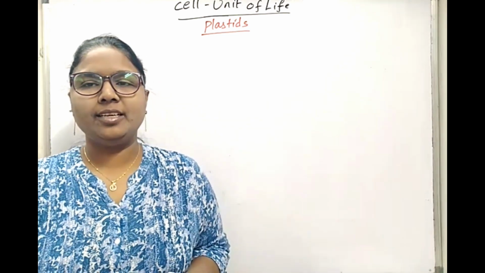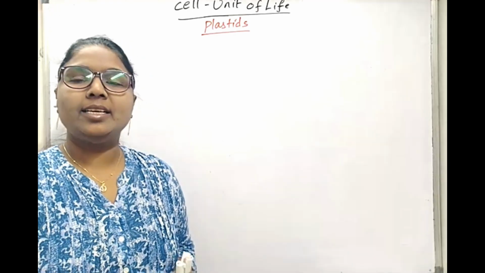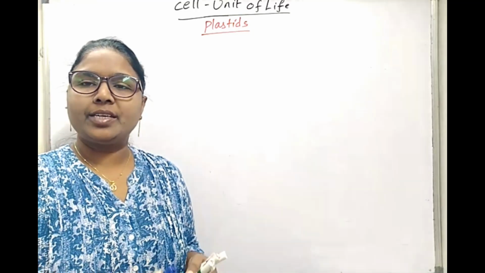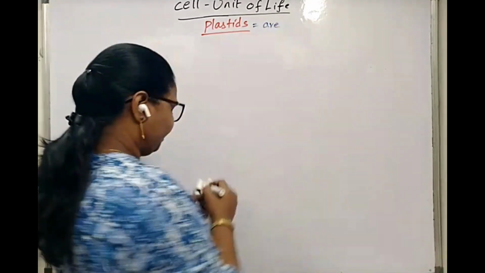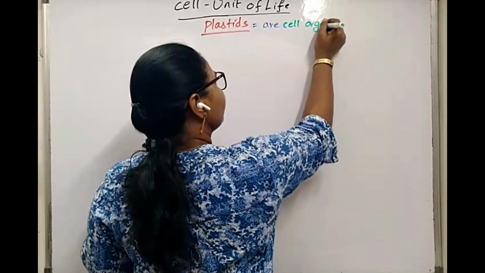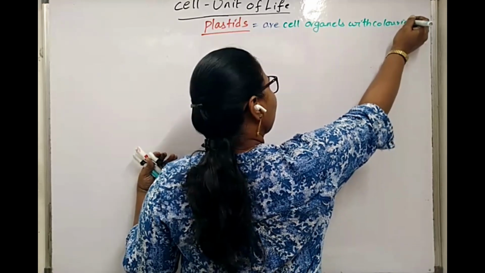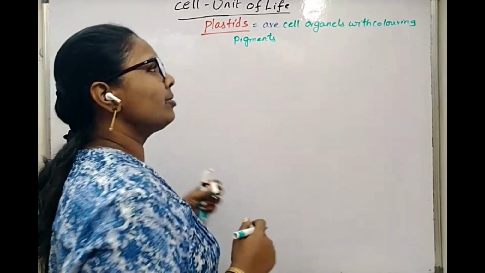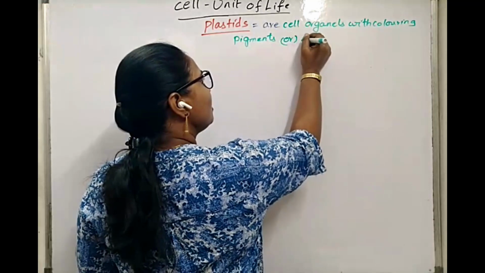Hello students, now we will learn about plastids, different types of plastids. Plastids are some of the cell organelles that have pigments, coloring pigments, or some of them function in storage of food material. So we can say plastids are cell organelles with coloring pigments. If a plastid does not have any coloring pigment, then it will function in storage of food.